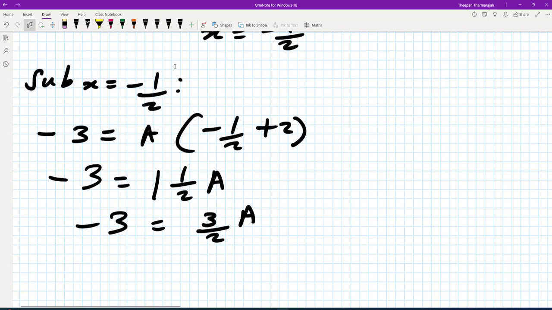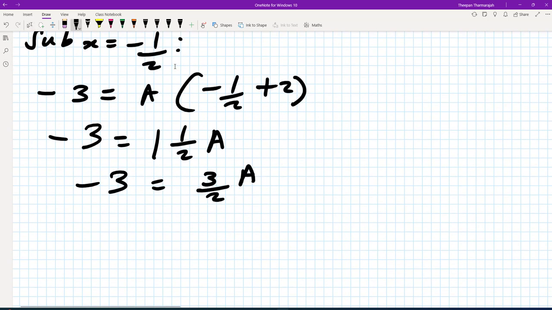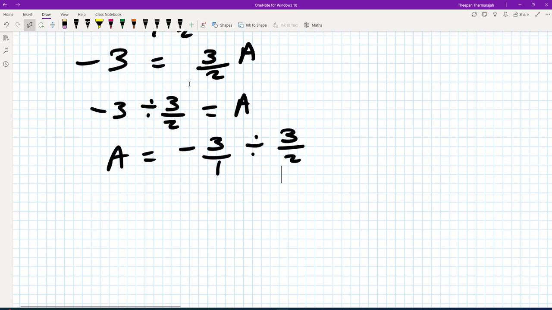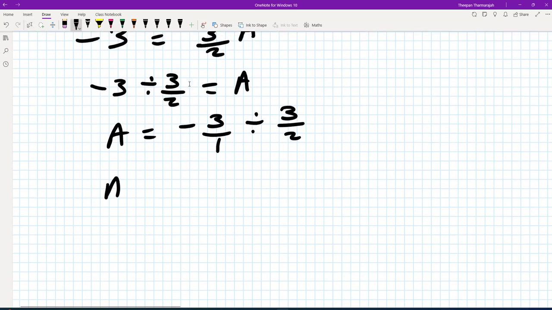So that's going to give me as follows: minus 3 divided by 3 over 2 is a. So a is minus 3 over 1 divided by 3 over 2, which is going to be a is minus 3 over 1 times 2 over 3. So we can say they cancel out here. So a must be minus 2.